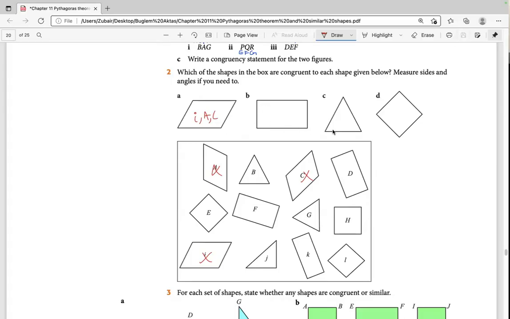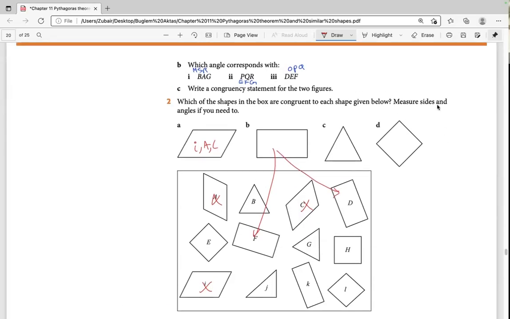So about B. F, D. Okay, now look at this. This may seem like a rectangle. It says measure sides and angles if you need to. Do you think this side is equal to this side? It feels a little longer, or like shorter, large. It seems a little small.